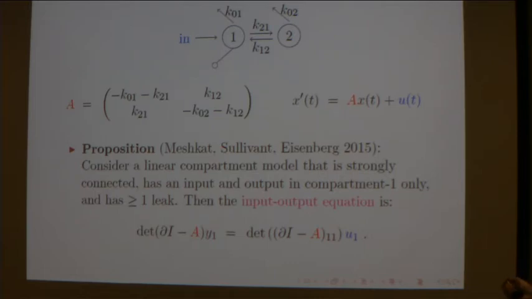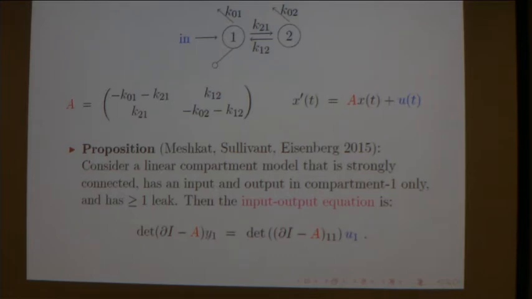So I have this input term here as well in the ODEs. This matrix A is the key component that goes into the input-output equation. The hypotheses, at least in this very special case, are that the model is strongly connected, so here we have edges between 1 and 2. I assume we have input-output only in compartment 1 for simplicity, but the proposition is much more general. And you have at least one leak term, one degradation term, just to make sure that this matrix is full rank. Then the input-output equation has this form, which I will show an example of on the next slide.